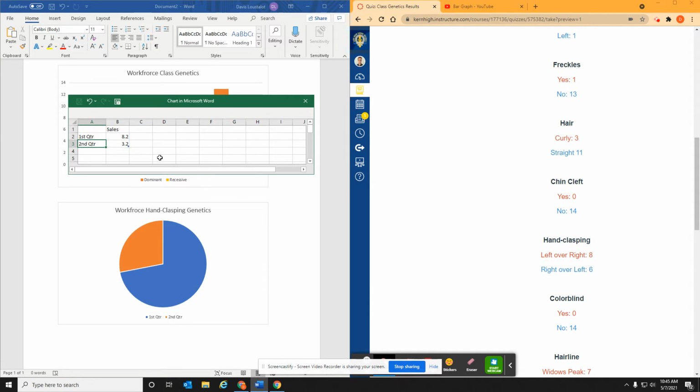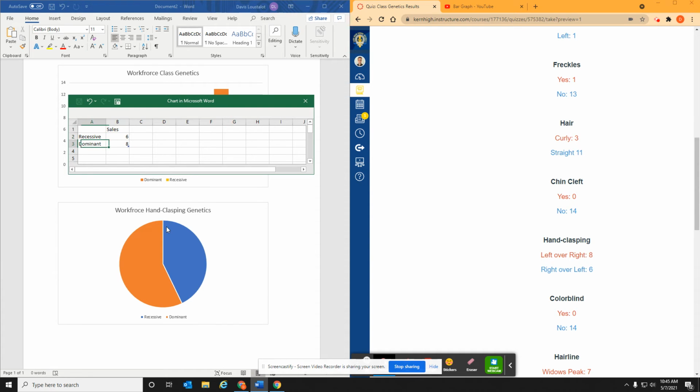And then same thing, this time, what's going to be my two pieces of my pie chart? One's going to be the dominant trait, and one's going to be the recessive trait. Right, so when it comes to hand clasping, dominant trait is left over right, which was 8. Our recessive trait was right over left, which was 6.